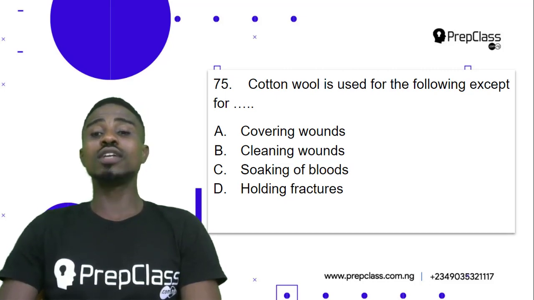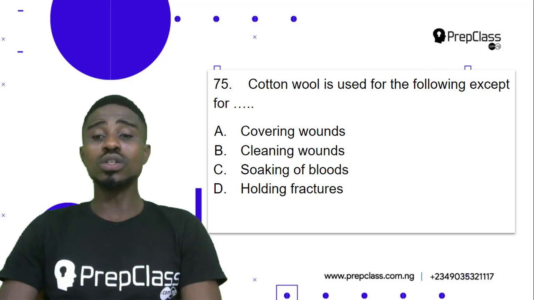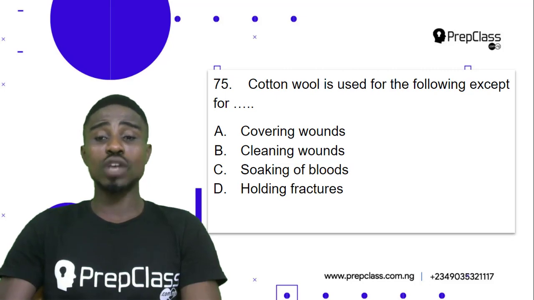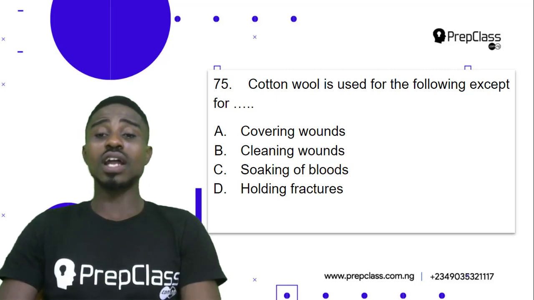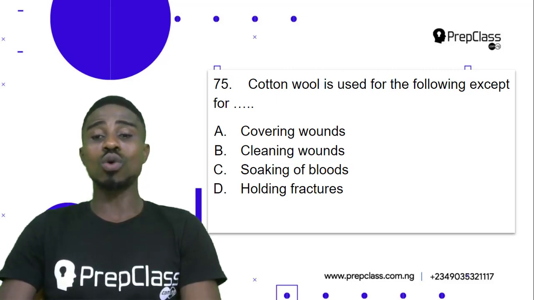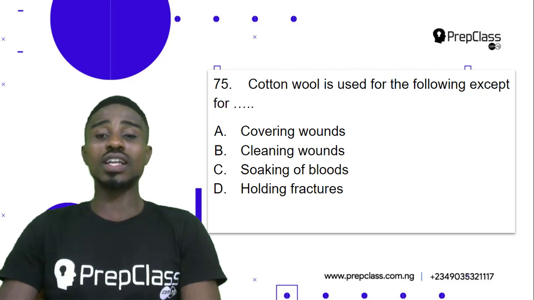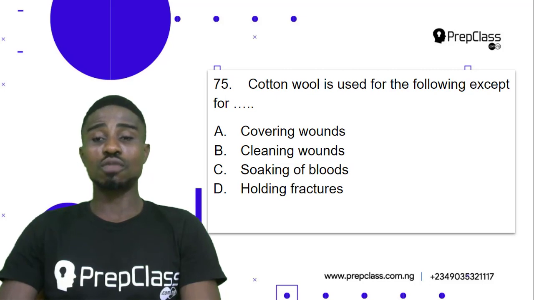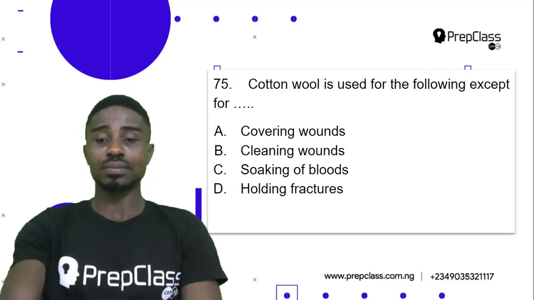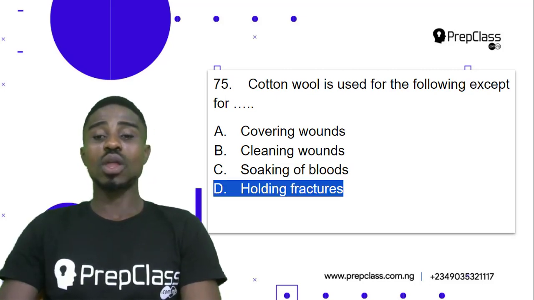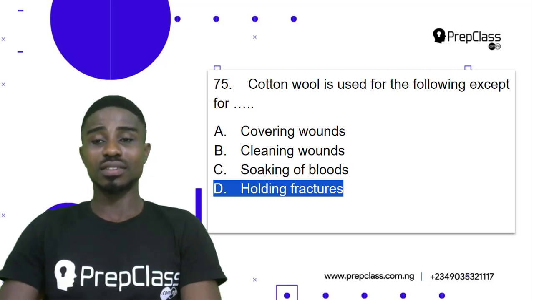Option D, holding fractures. Cotton wool is not used for holding fractures. It doesn't have such a strength to hold fractures. Rather, we use bandages to hold fractures. So our correct answer for question 75 is option D, holding fractures. Let's check it out. Question 75, option D, holding fractures, is our correct answer.